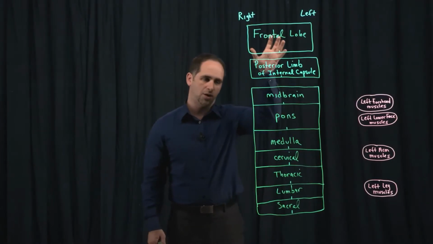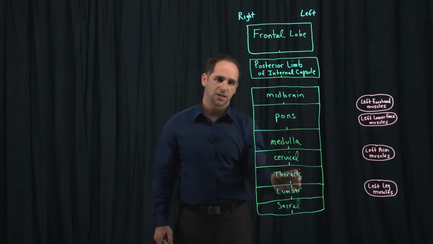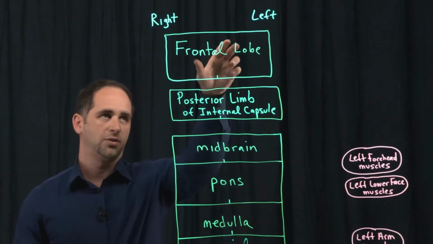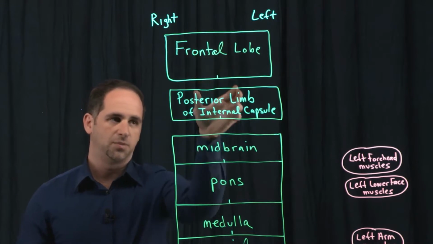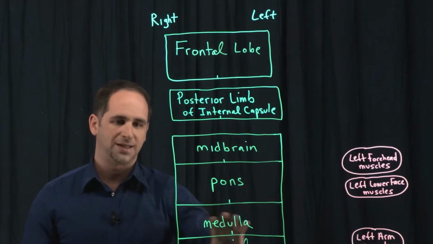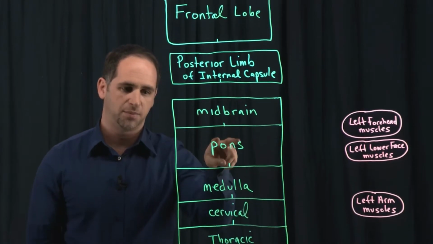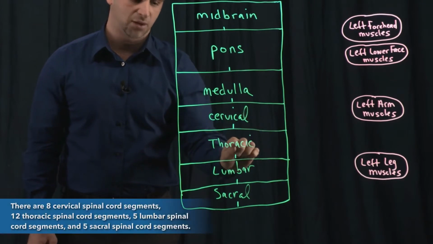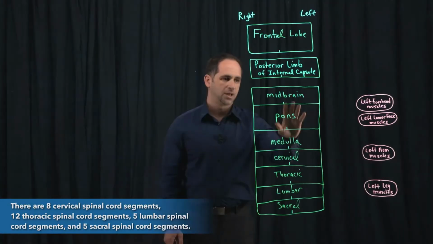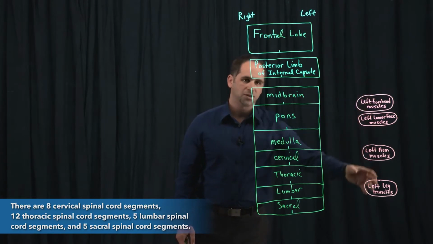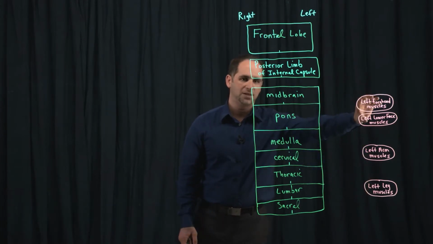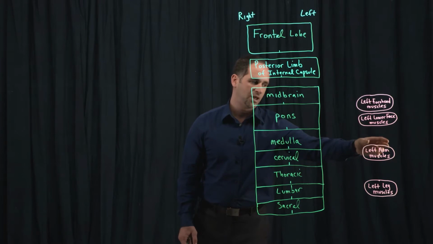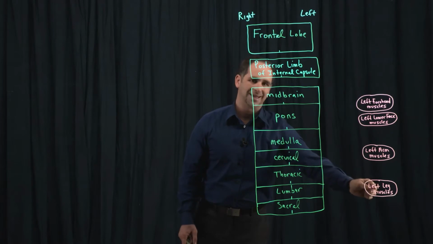So here we've drawn out all the important components of the descending cortical motor system, starting with the frontal lobe up top rostrally, the posterior limb of the internal capsule, the brain stem, which is made up of the midbrain, pons, and medulla, the spinal cord, the cervical cord, thoracic cord, lumbar, and sacral cord. We also have over here the muscles that we're going to draw the pathways out for. So we have the face split up into forehead muscles and lower face muscles. And then we have the upper extremities and lower extremity muscles. We have the left, we'll call it arm muscles, and left leg muscles.